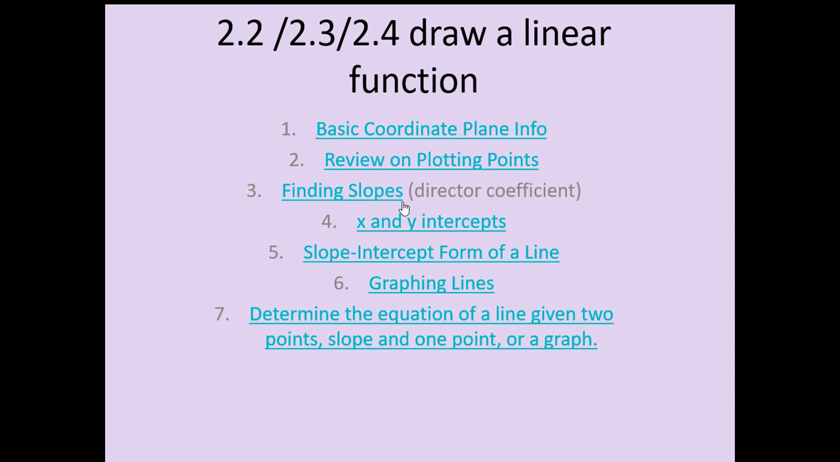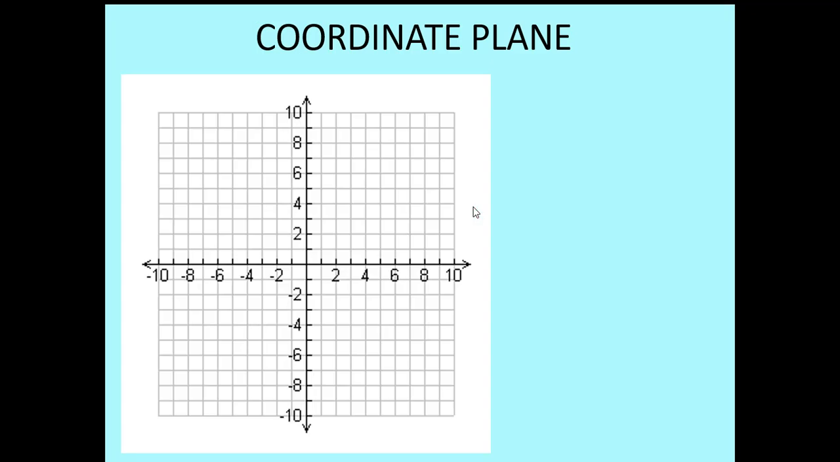How do you find the slope? We also call it the director coefficient. How do we find the x and y intercept? The slope-intercept form of a line, graphing a line, all those things, okay? And then we're going to do more application together. So let's start. What does a coordinate plane mean?